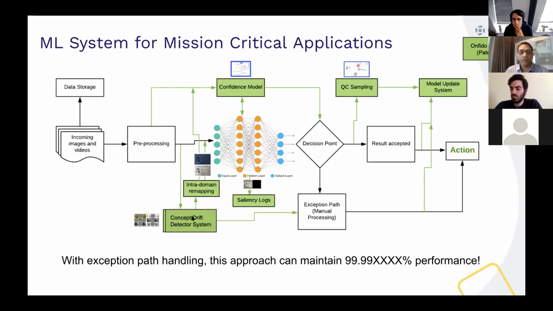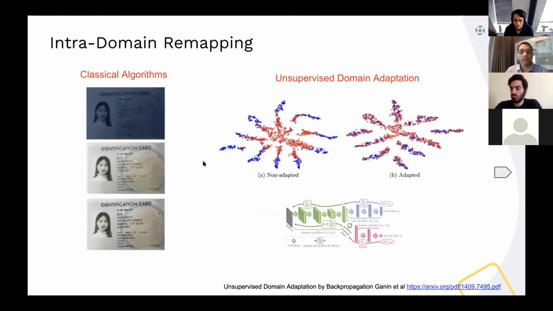And either we go to manual processing or whatever exception path you may have designed into your system. If the concept drift detector system says, this is quite similar to what I've seen, or actually it's close enough, then we send it off to an intra-domain remapping system. What this does is it adjusts the incoming data to make it look much more like your training data. So you can either have classical algorithms that can do histogram corrections or blur corrections or glare corrections or any number of corrections, or you can have unsupervised domain adaptation that are slightly more sophisticated and slightly more capable in subtle cases.